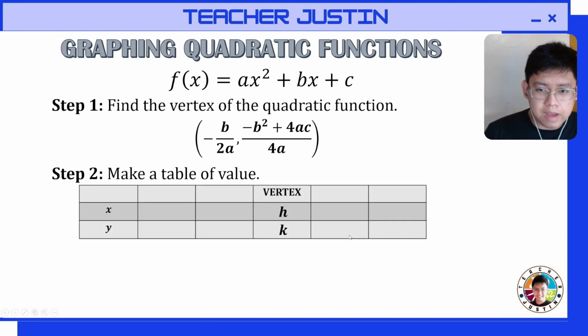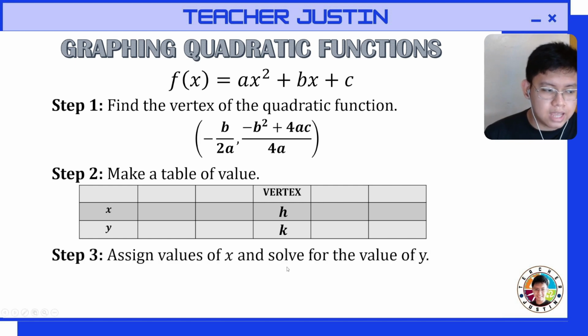So, gawa tayo ng table of values, pero yung vertex natin ilalagay natin sa gitna. Tapos, let's assign values of x and solve for the value of y. Now, ang tip ko dito in assigning values of x is we're going to assign values of x close to our h. So, for example, yung h natin is 1. So, yung mga i-assign kong value kay x will be 2, 3, 0, negative 1. So, kung ano yung pinakamalapit para pagka nag-plot tayo sa graphing paper, hindi malalayo yung points natin. It is still connected or close to our vertex.